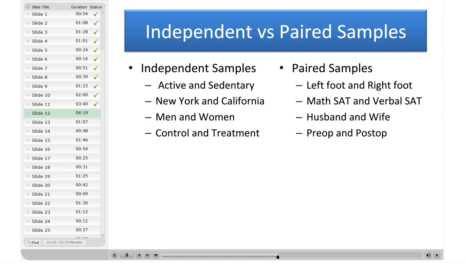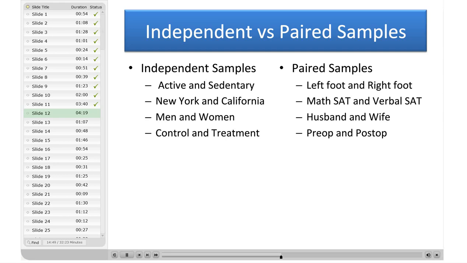So we looked at the case of active people versus sedentary people. That's just two different groups of people. So you're taking one sample from one group, one sample from the other group. They're completely statistically independent. Another example might be if you looked at a sample of people from New York and a sample of people from California, just two groups of people, they're going to be statistically independent. Or maybe you're looking at men and women. That would be the same thing.